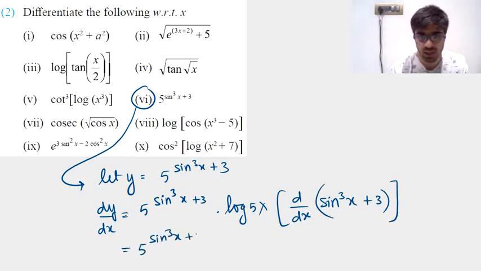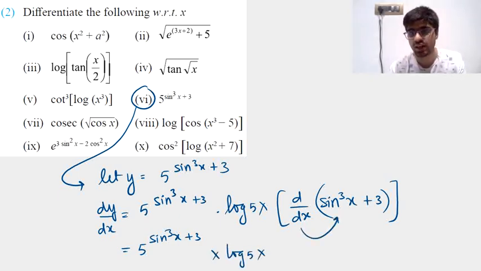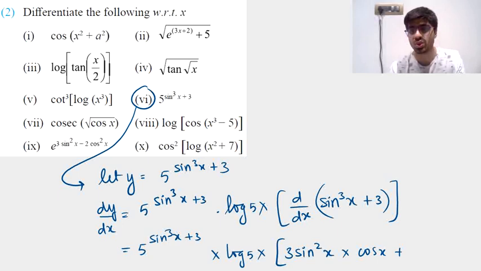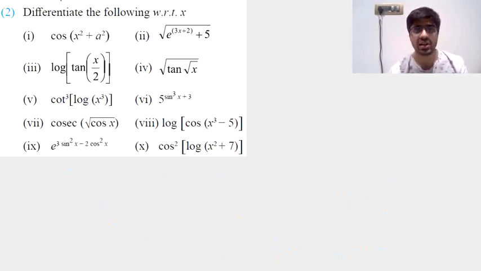So this is 5 power sine cube x plus 3, the whole multiplied by log 5 multiplied by the derivative of sine cube x. It is like x cube, the derivative will be 3x square. So 3 sine x square, that is sine square x, multiplied by d by dx of sine x, which is equal to cos x, plus the derivative of this, which will be 0. Okay, so that's 0, I am not writing it, and I'll just keep it this way. And this can be treated as the final expression for dy by dx, that is 5 power sine cube x plus 3 into log 5 into 3 sine square x into cos x. Similarly, let's continue with the seventh one.